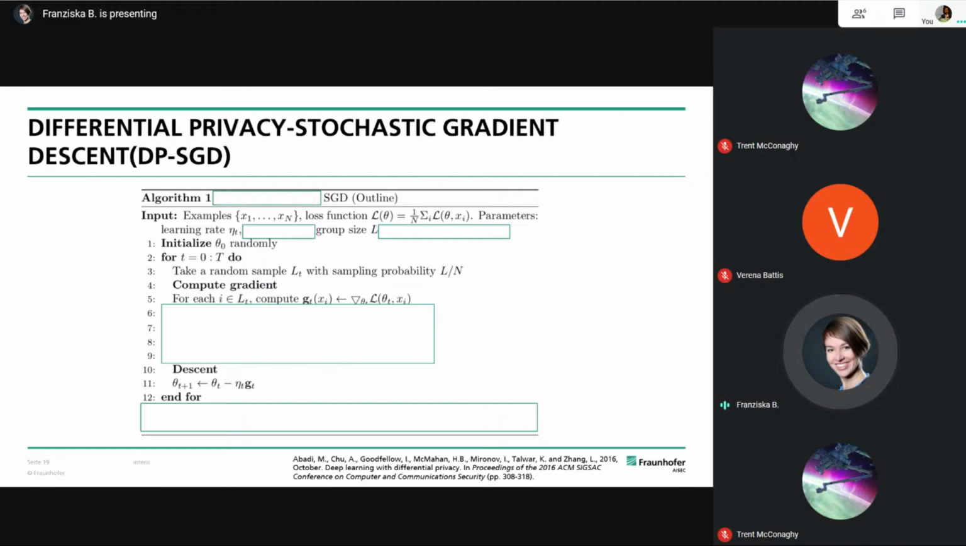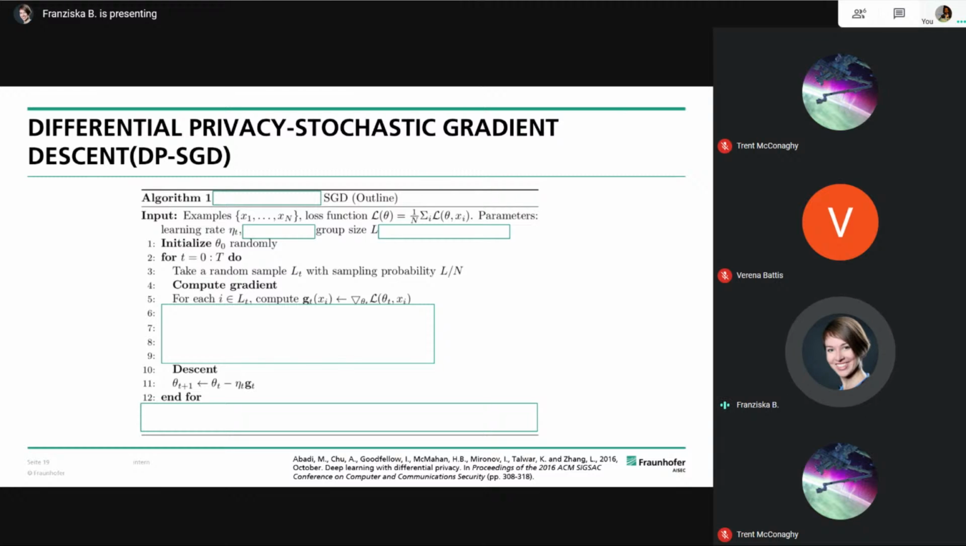On this slide, so far, you only see the normal stochastic gradient descent that should be familiar to everyone. You have your training examples, x1 to xn. You have a loss function defined. You set the parameters, the learning rate, and the group size, which can also be called batch size. You initialize your model weights, and for every epoch, you sample your batches, you compute the gradients, and then in the descent step, you move in the negative direction of the gradient with your learning rate, and at the end, you end up with your trained model.